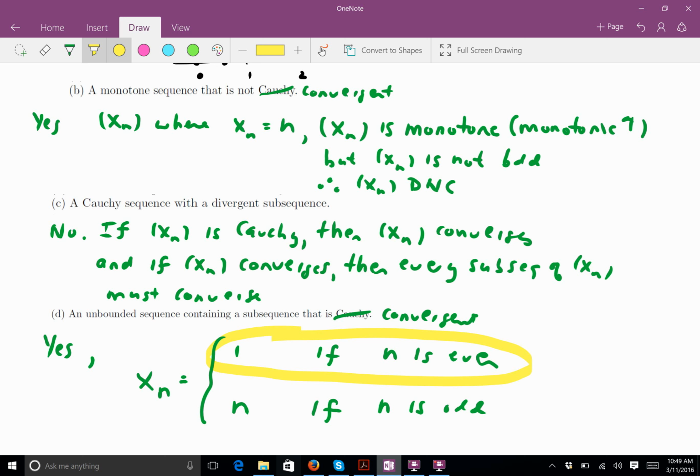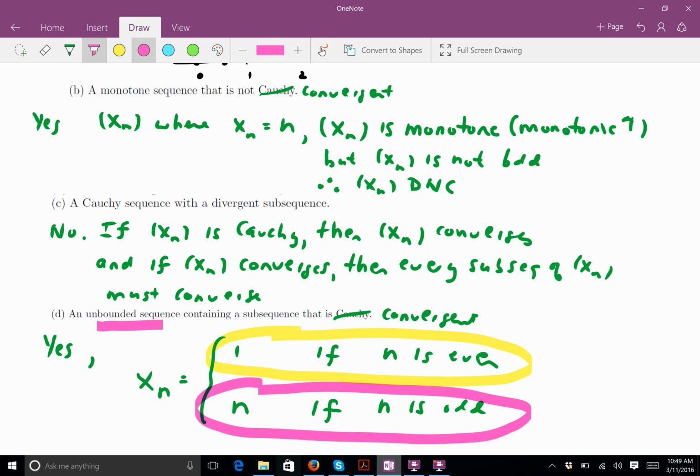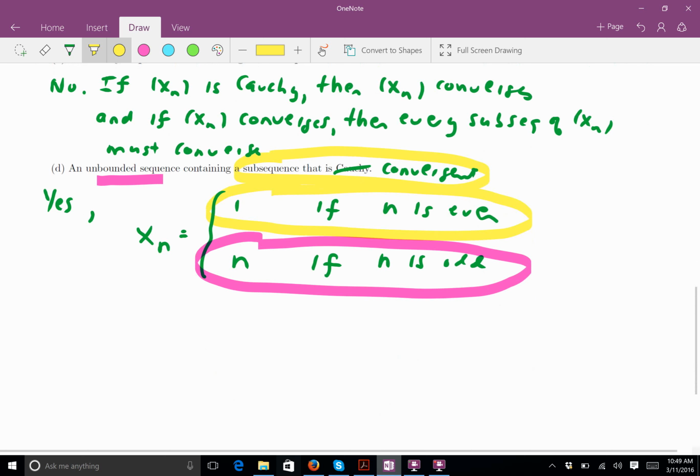But it's unbounded, right? This is the unbounded part. Right? This part's going off to infinity. Okay. And so that's the answer to that. Okay, these are good problems to think about. These are really good kind of warm-up problems for the exam, I think.